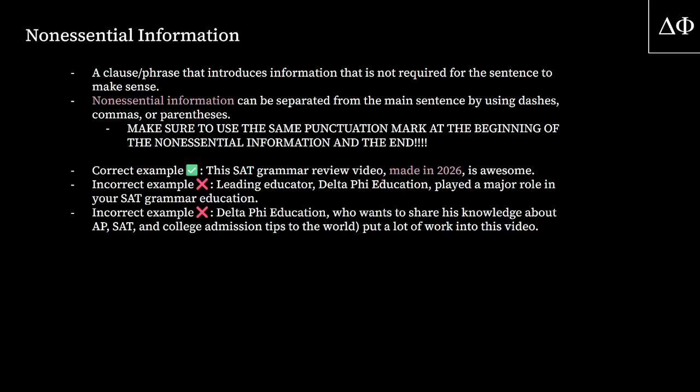Let's look at this correct example. This SAT grammar video, made in 2026, is awesome. Well, this is the non-essential clause. Made in 2026 is non-essential information because it's not required for the sentence to make sense. If we remove it, this SAT grammar review video is awesome. It still makes sense, right? Look at these incorrect examples. Leading educator, Delta Phi Education, played a major role in your SAT grammar education. Now, Delta Phi Education is not non-essential information.